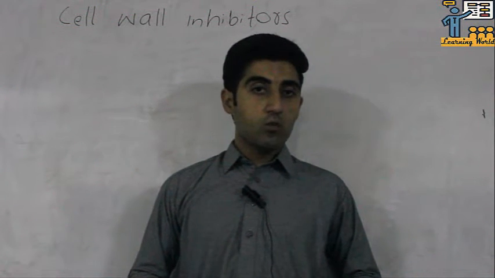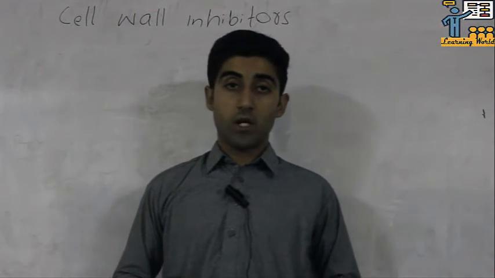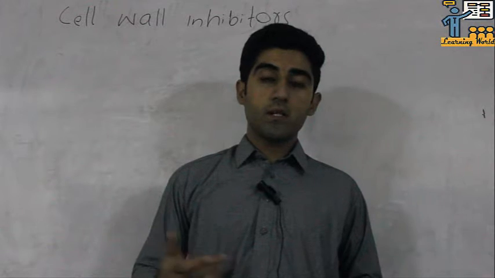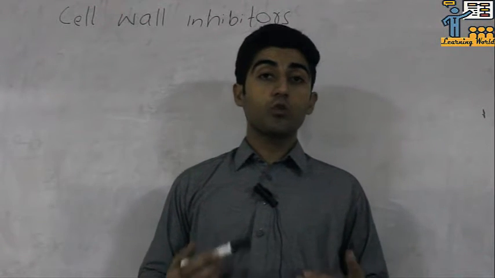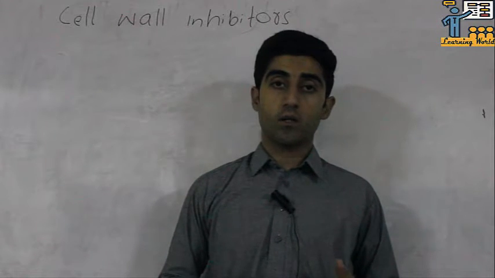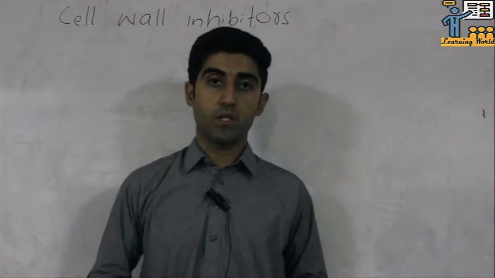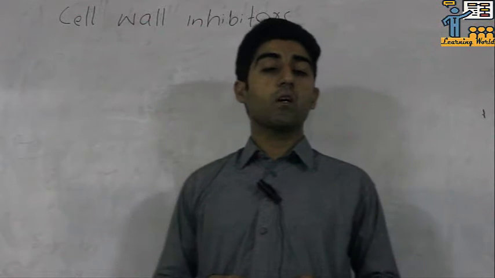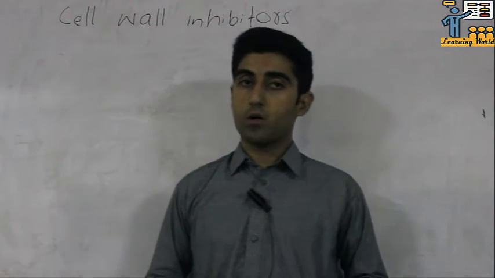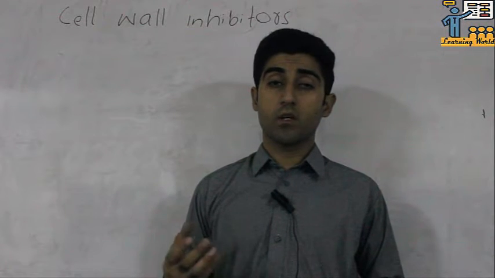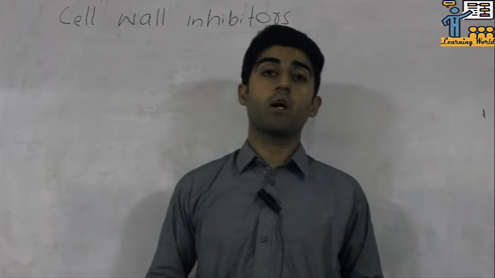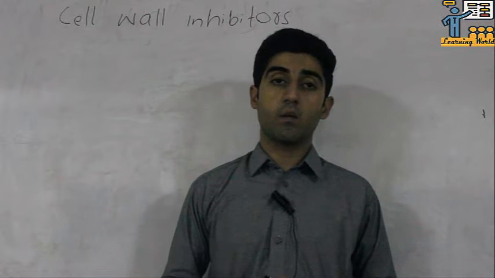Hi everyone, in this session we will discuss the cell wall inhibitor. Cell wall synthesis inhibitors are those antibiotics which are used to kill or inhibit the synthesis of the cell wall of microorganisms such as bacteria. There are three different types of cell wall inhibitor. First is beta-lactam antibiotic, the second is non-beta-lactam antibiotic, and the third is miscellaneous antibiotic.